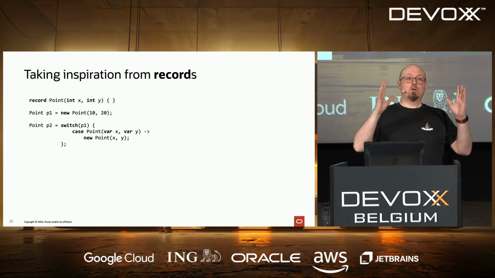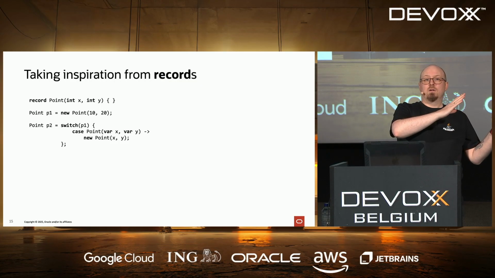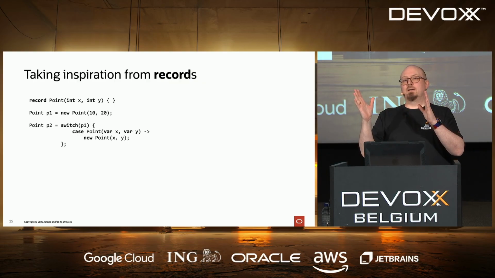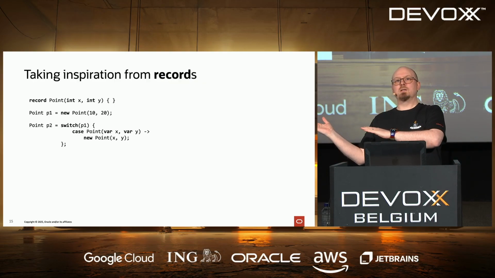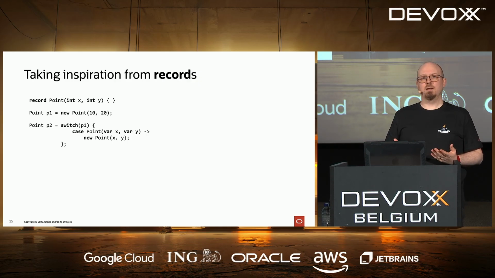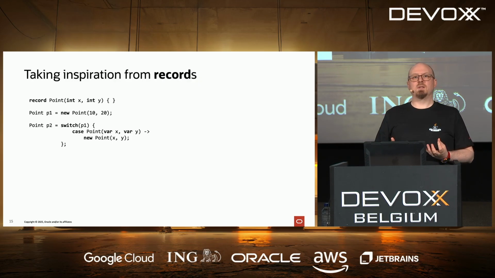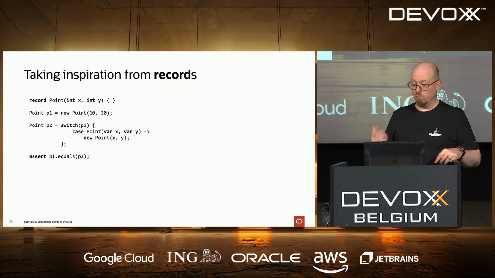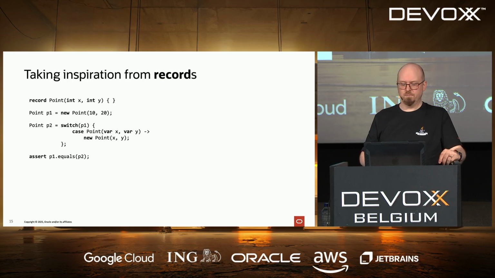So we created the instance, we extracted the data, and then we recreated the instance. We're not trying to preserve the identity of the thing, we're trying to preserve the representation of the thing, the structure of the thing. Of course, these two should be equal.